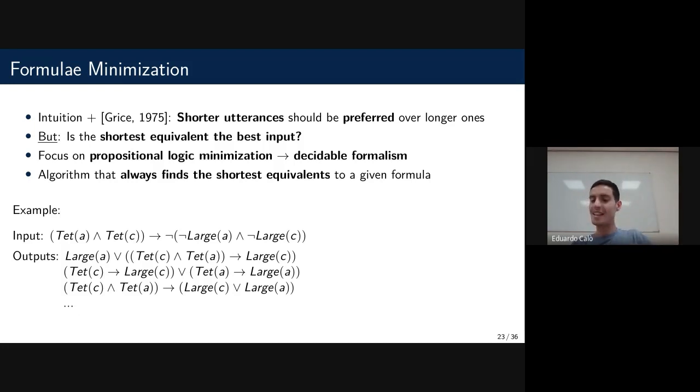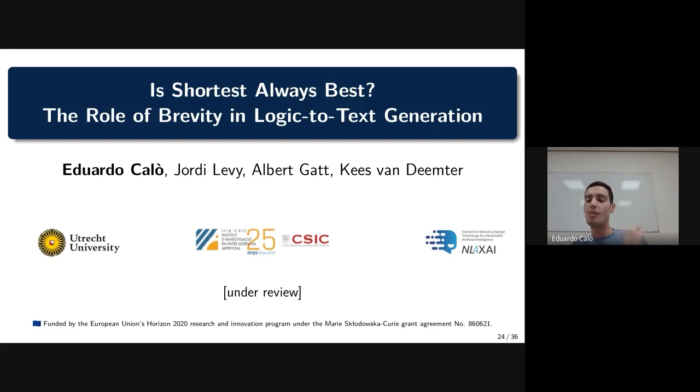Given all these things, we applied this algorithm in another work, which is also under review at another conference. Imagine that the title is self-explanatory because it's: shortest, always best. The role of brevity in logic to text generation. So, as I said before, we want to know if, given the shortest input, the realized text is actually more comprehensible and fluent than another text coming from a longer logical equivalent.